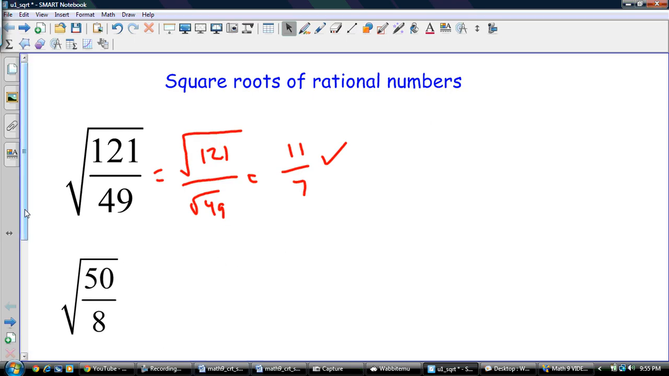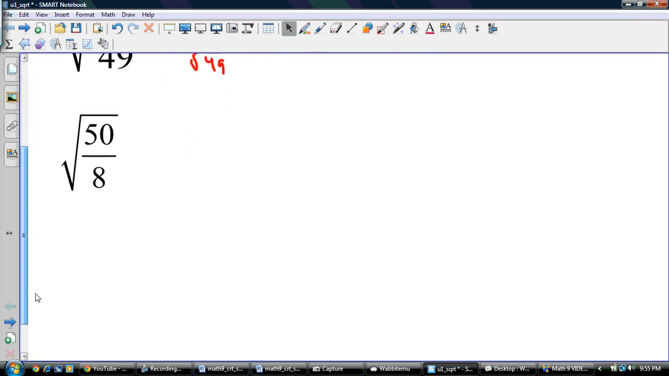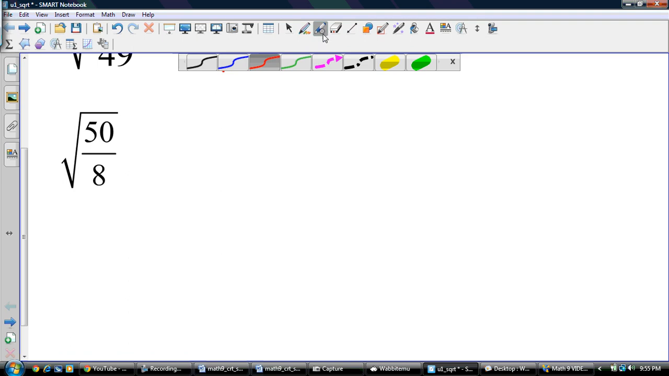Here we go. How about this one? This guy's a little bit more difficult. He's not two perfect squares. This guy's not perfect. He's a little bit more difficult to deal with.